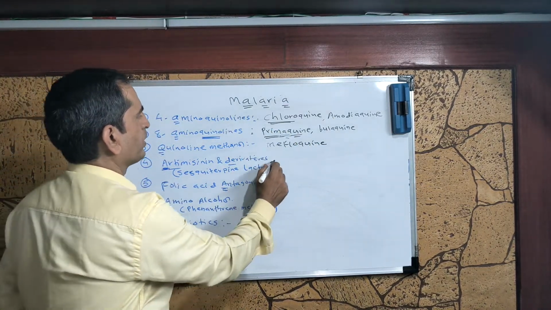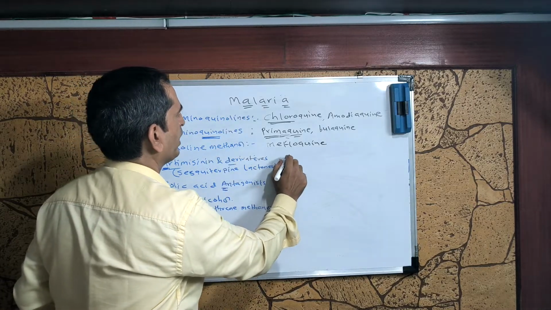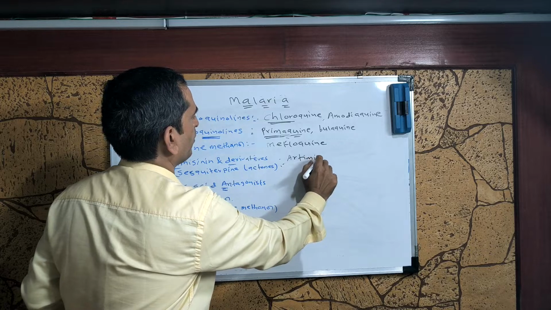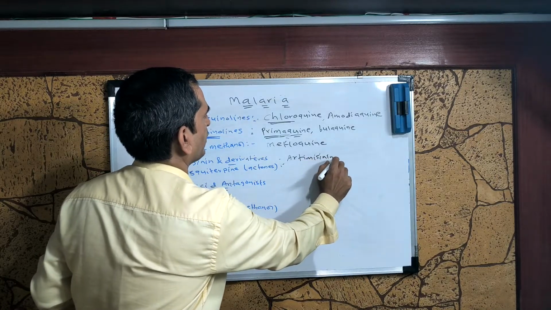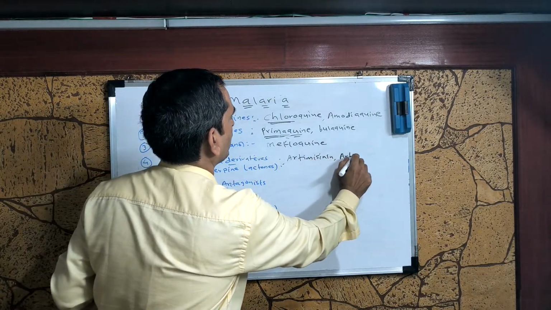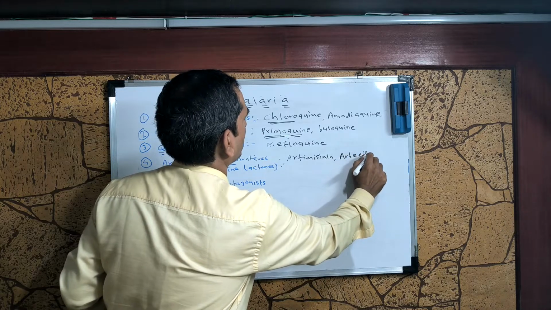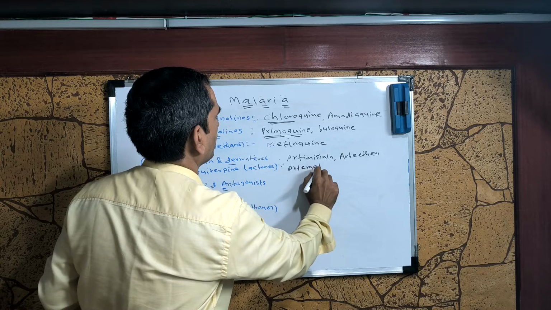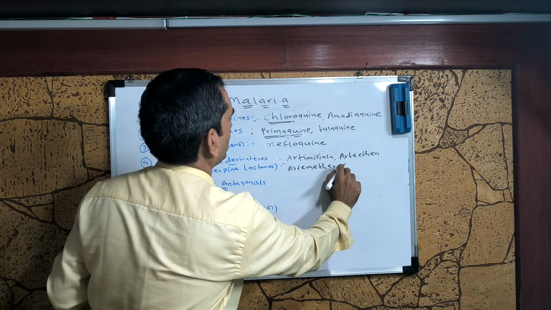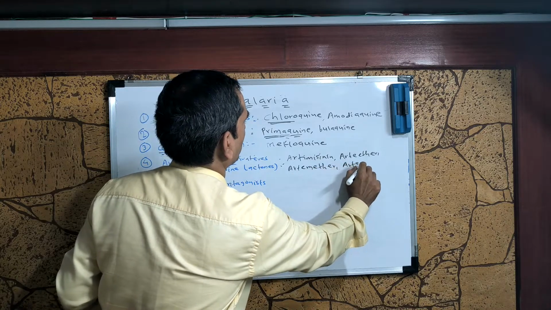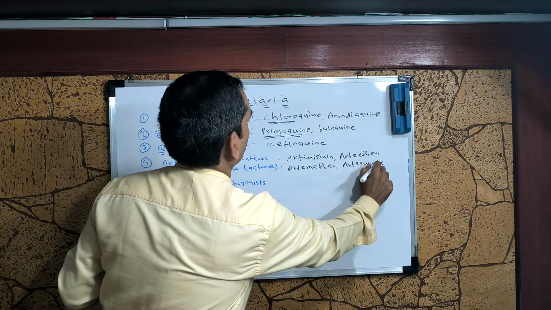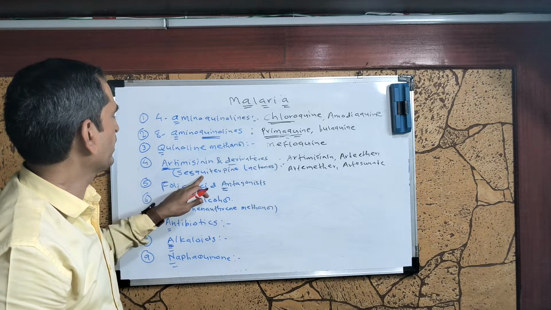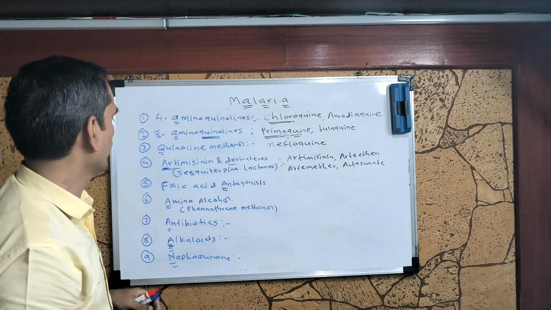Artemisinin derivatives. There are so many examples of artemisinin derivatives, starting with artemisinin itself, artemisinin. Then we have arteether, then artemether, artesunate. So these are the artemisinin and its derivatives. The other name is sesquiterpene lactones.